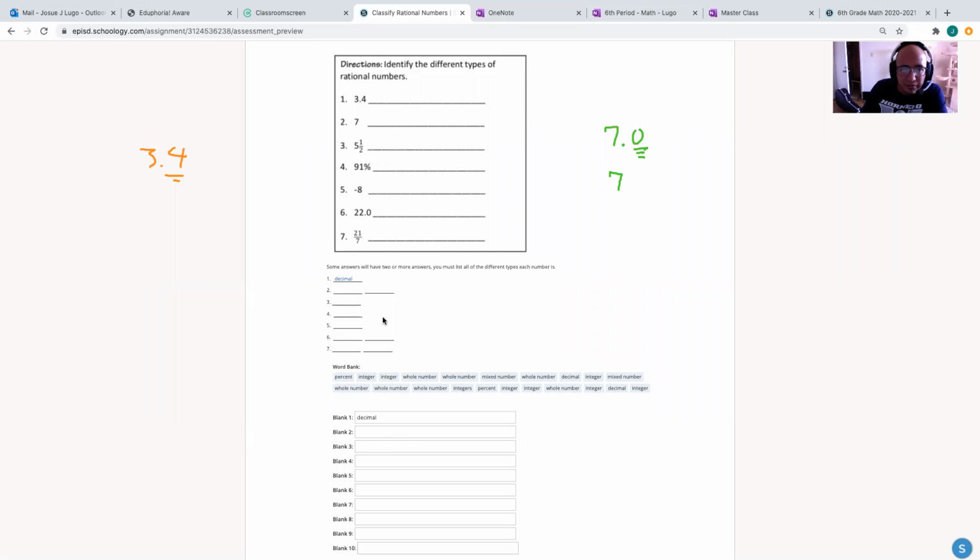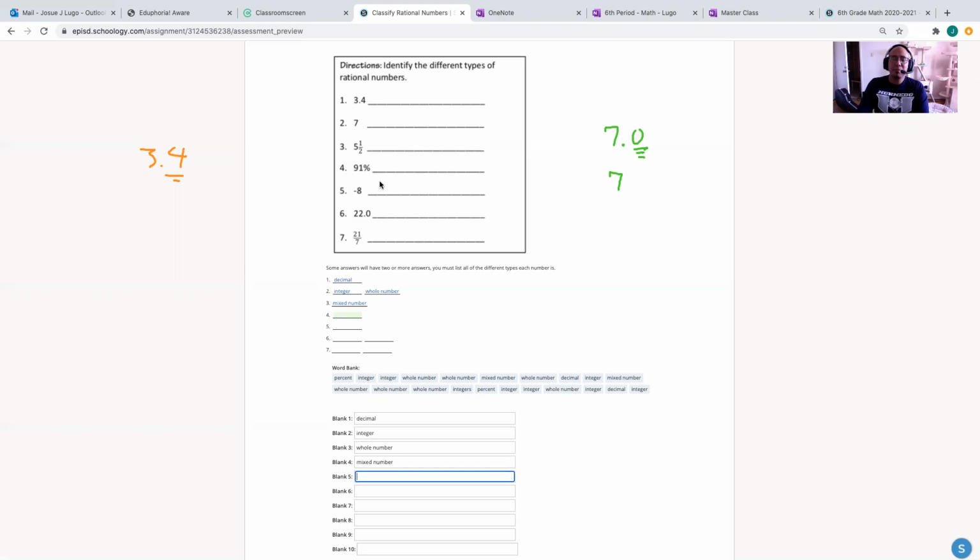So number 7, which is blank 2, notice how that's number 2 actually. It is an integer. And not only is it an integer, notice how there's no second blank right here, but because it is a positive integer, it is also a whole number. So number 2 is an integer and a whole number. Number 3, 5.5. That is a mixed number. Just by looking at our notes, we saw that mixed numbers are not integers. So I'm just going to call it what it is. It's a mixed number.